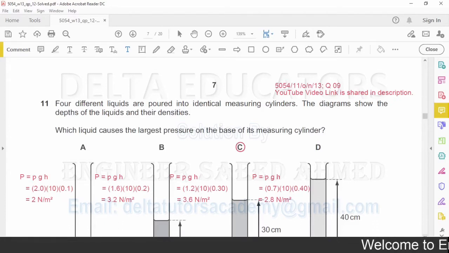Question number 11 is the same as in paper 1 variant 1.